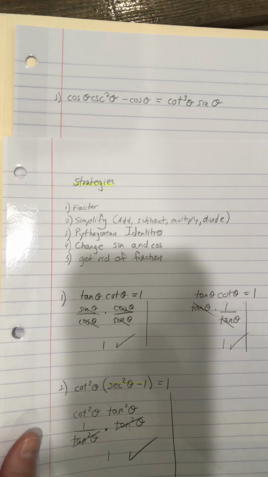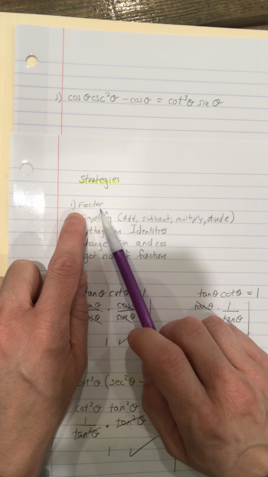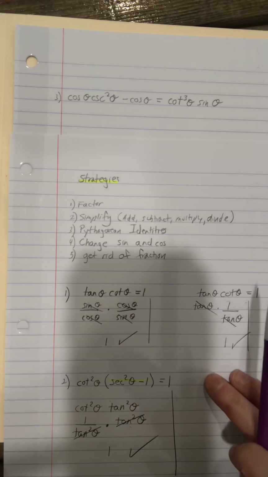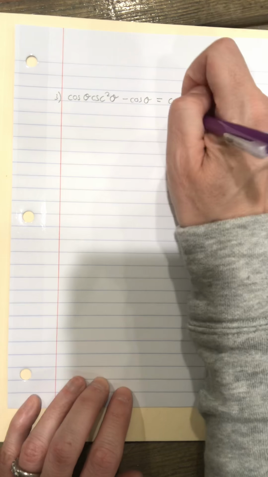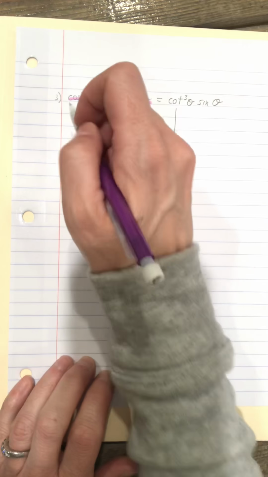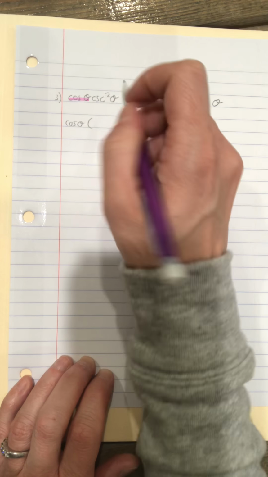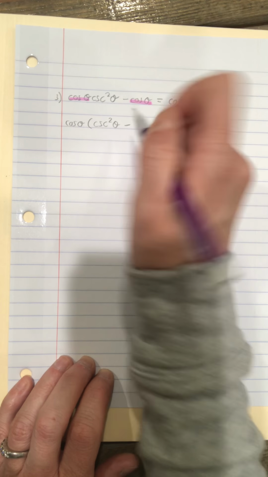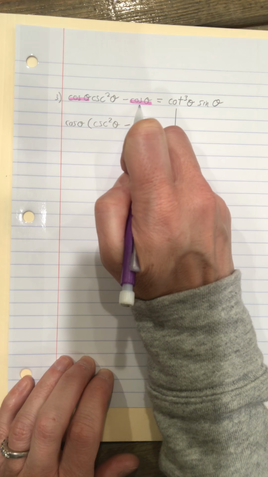So let's take a look at that. Let's look at our strategies. Let's talk about the strategies that I just listed. If I look at these strategies, the first one is factor. And if I look at this, I can factor the left side of this example because I have a common factor of cosine. So let's start there. Factor out that common factor of cosine. Now, if I factor that out, I'm left with cosecant squared theta minus, if I take out the cosine, I still have a 1.